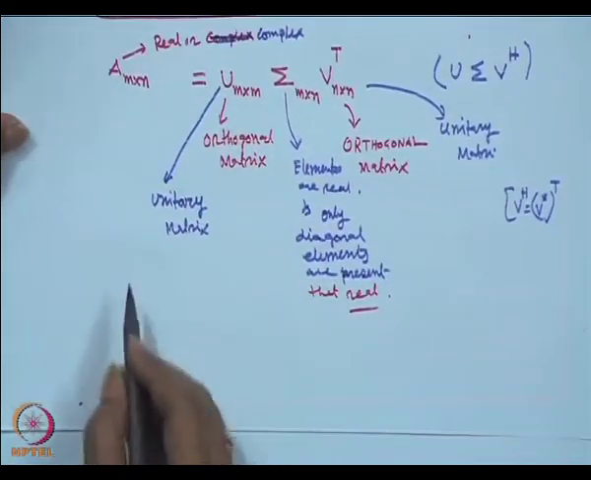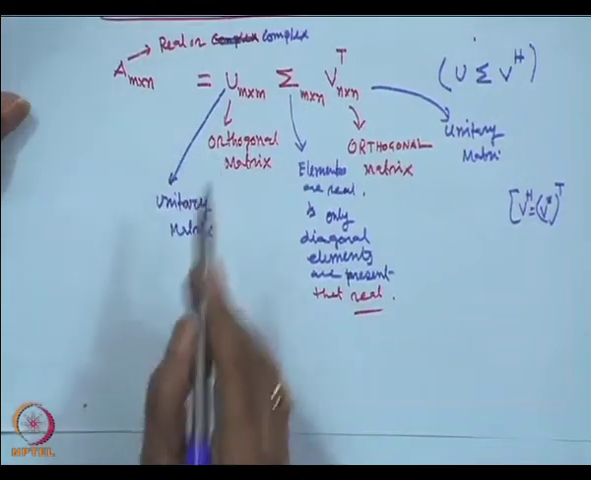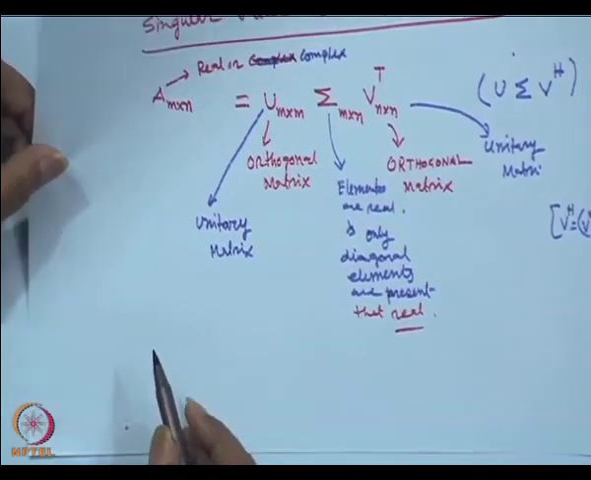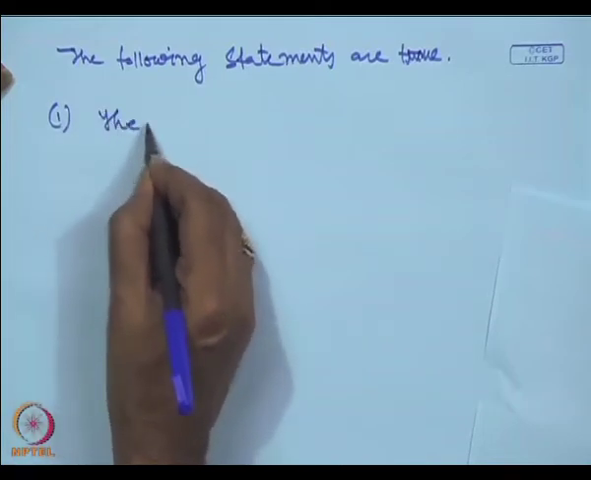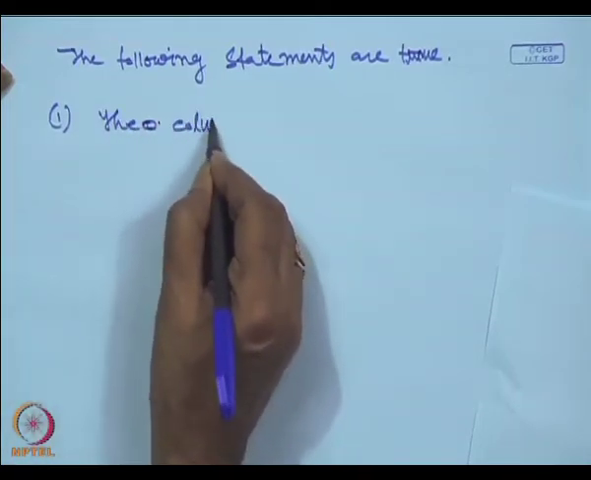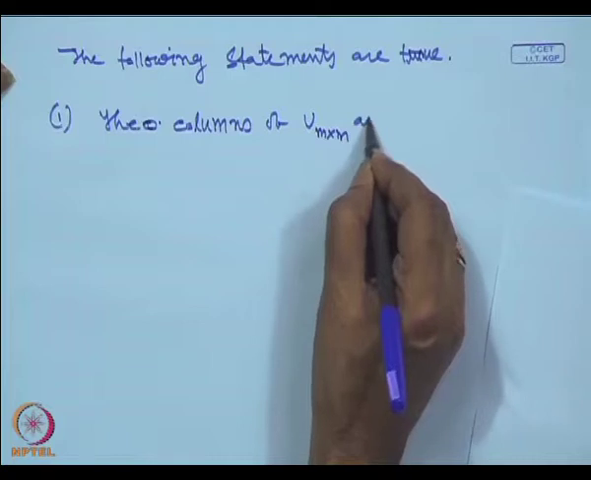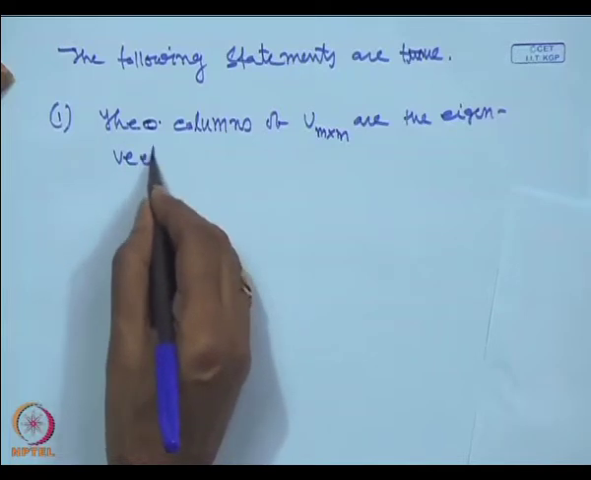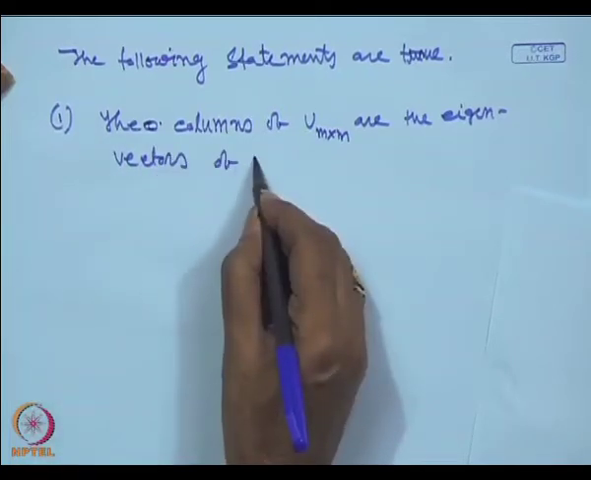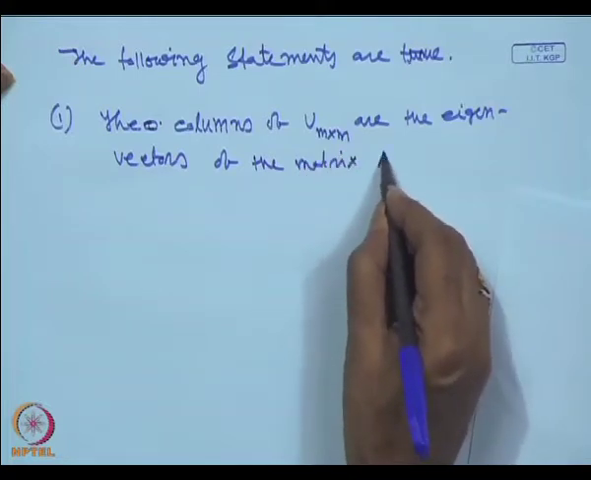It is obvious, you look at this one. Since it is an orthogonal matrix or Hermitian matrix, let us call A a real matrix. What can we write for this? You see, the columns of U, the columns of U m cross m, are the eigenvectors of the matrix A into A transpose.